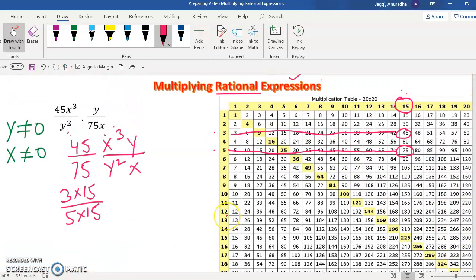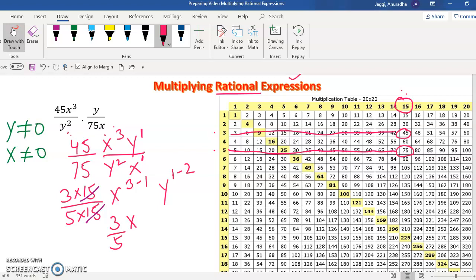So applying them here now, I have an x cube and there is no other x in the numerator, I have an x in the denominator. So applying the quotient rule, x cube minus x, x to the power 3 minus 1. And then y has a power 1 in the numerator, y to the power 1 and then minus 2. So now I can cancel out the common factor here, the numerator with the denominator. And I can simplify this: 45 by 75 becomes 3 by 5.